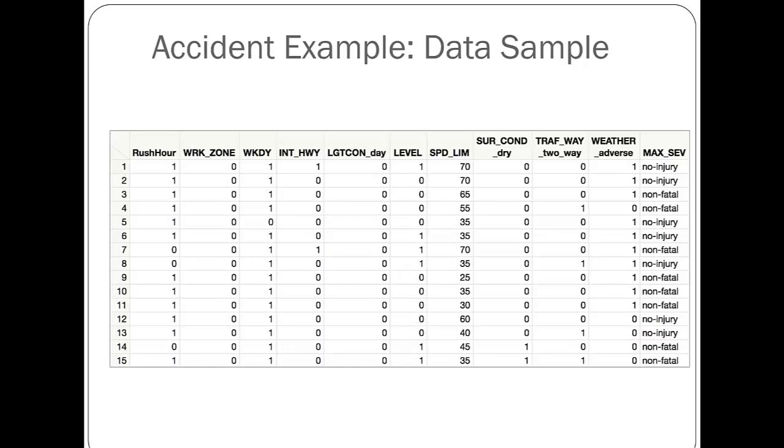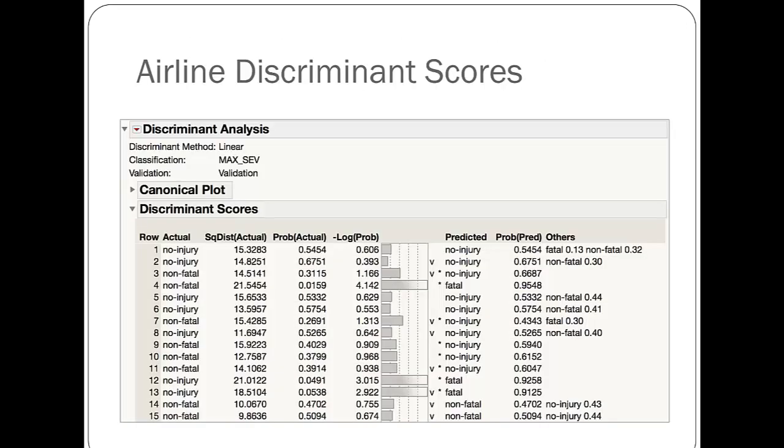Here's what the data looks like. We have all of our predictor variables, and then this is the output variable. This says airline, but it should say auto accident. So here's the result, and you can see that the actual outcomes are non-injury, non-injury, non-fatal, non-fatal, and so forth. And then we have predictions: no injury, no injury, fatal, so that's non-fatal. Here is misclassified as fatal.